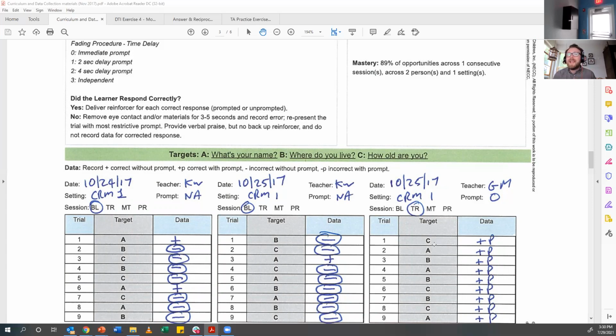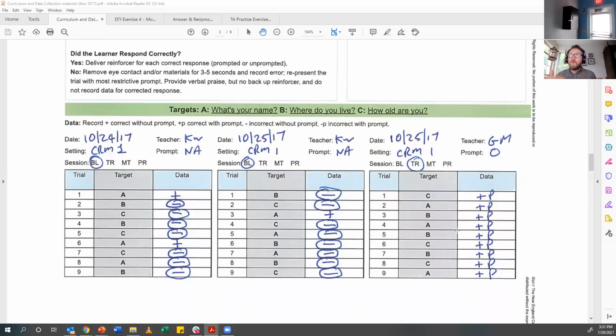And in this case, he did, because we have a plus P. Okay, the student responded correctly, 5. Okay, yay, nice job, high five, token, reinforcer, all that good stuff. We're going to record a plus P for that response. He responded correctly with that prompt, with our immediate verbal prompt. Okay, and that was the case for the rest of the trials in this 9 trial teaching session, at prompting step 0.